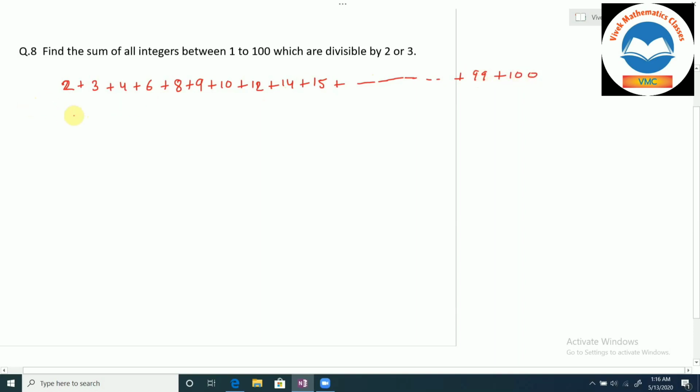Now if you see all these numbers, what are the numbers we have been given? They are multiples of 2 and multiples of 3, but some numbers which are multiples of 6 are repeated 2 times. So what we actually need to find is: this sum will be equal to the numbers divisible by 2 plus the numbers divisible by 3 minus the numbers divisible by 6.